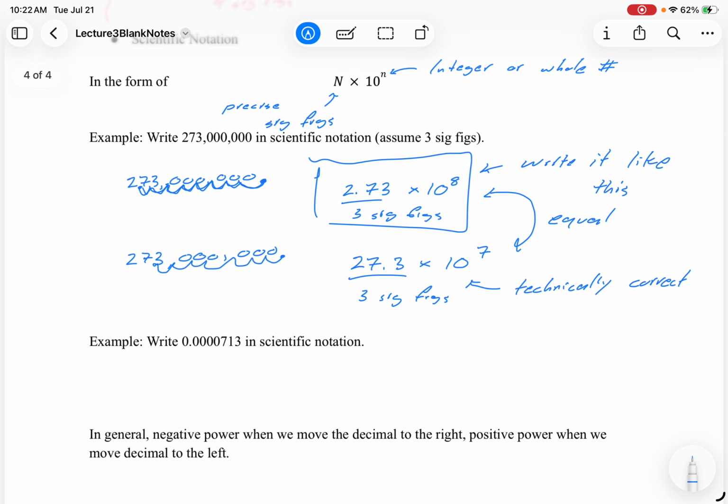Example, write 0.00000713 in scientific notation. Remember our sig fig rules. How many sig figs do we have here? 3. So our scientific notation form needs to have 3 sig figs if we are given 3 sig figs, right? So yeah, let's do this.